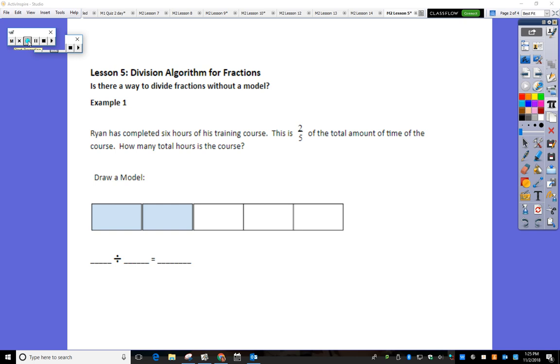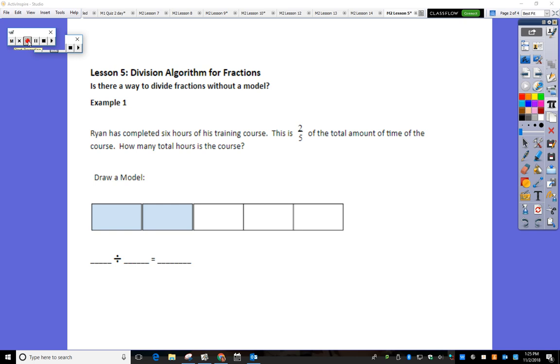In Lesson 5, we're going to be learning how we can divide with fractions without using a model. In order to do that, we are going to start with a review of a division problem with a model.